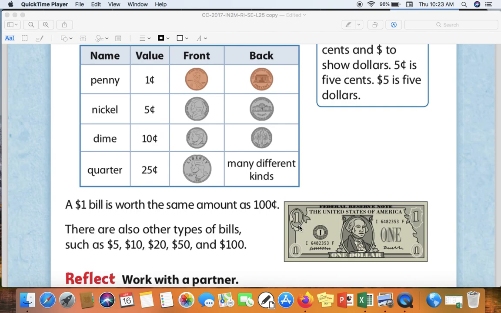Bills, just like coins, have different values. You know that this is a $1 bill because of the ones located in the corners here. There are also $5 bills, $10 bills, 20s, 50s, and hundreds. Every $1 bill is the same as 100 cents. So if I took 100 of these pennies, it would have the same value as this $1 bill.